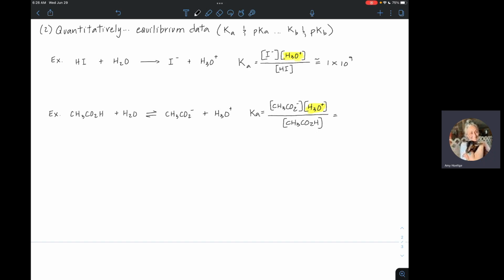So for hydroiodic acid, we saw a Ka value of 1 billion. With acetic acid, it's 1.75 times 10 to the negative fifth. So there's a huge difference in the value of the Ka, right? You can tell just by looking at those numbers that the Ka value for acetic acid is so much smaller. And so that means that it doesn't dissociate nearly as completely as hydroiodic acid. And so that gives you an idea of how strong the acetic acid is compared to the hydroiodic acid.